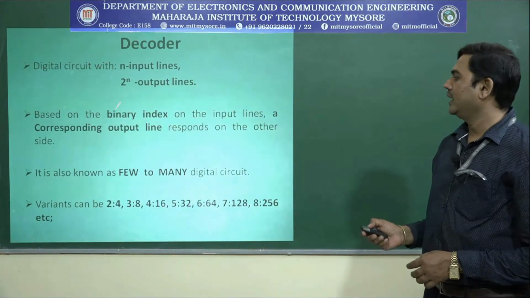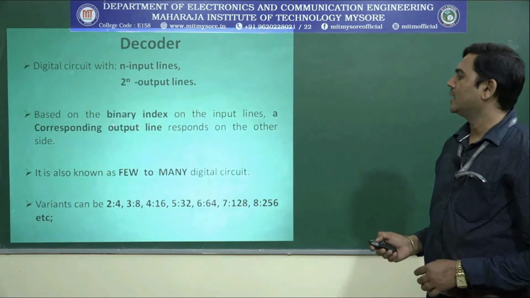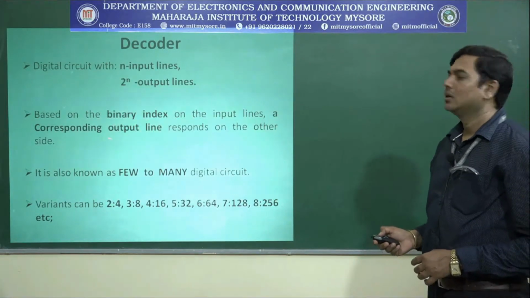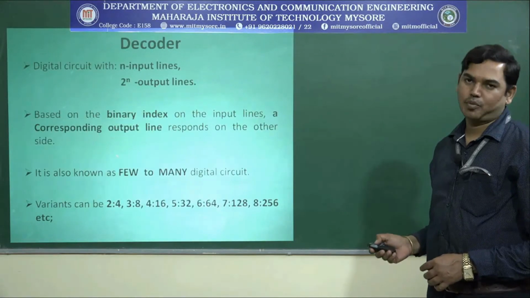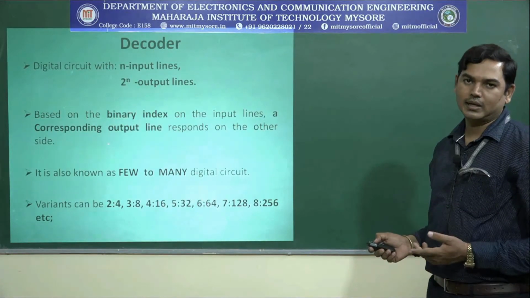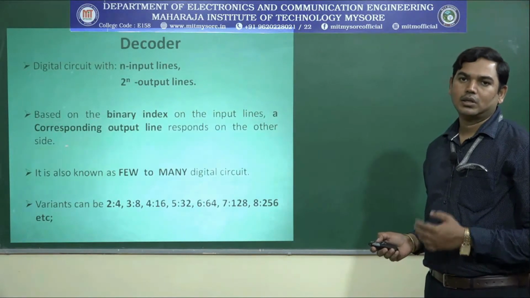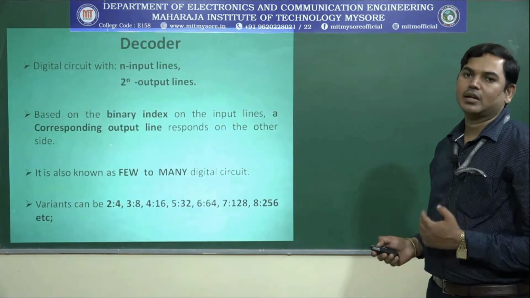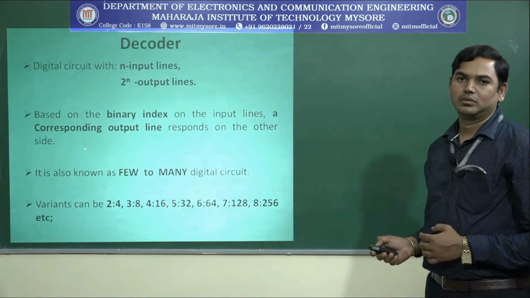A binary index of a channel is placed at the input, and that corresponding channel at the output will respond by going high if it is an active high decoder, or that corresponding channel will go low if it is an active low decoder.